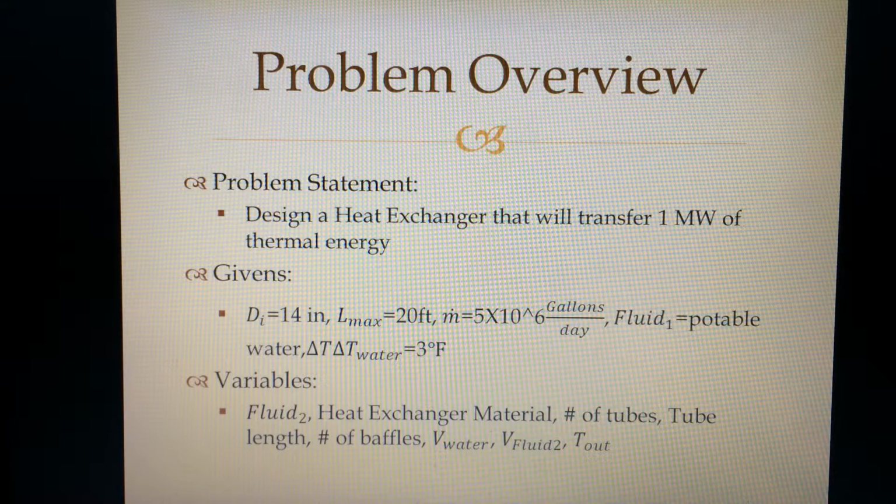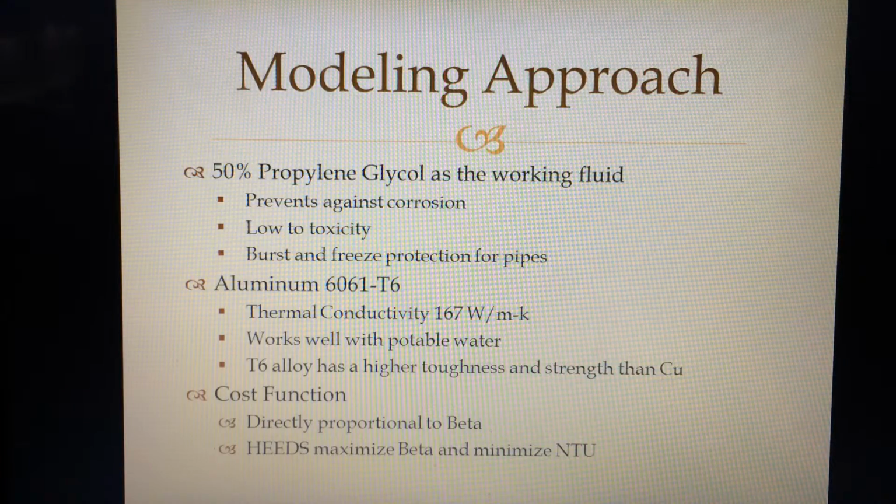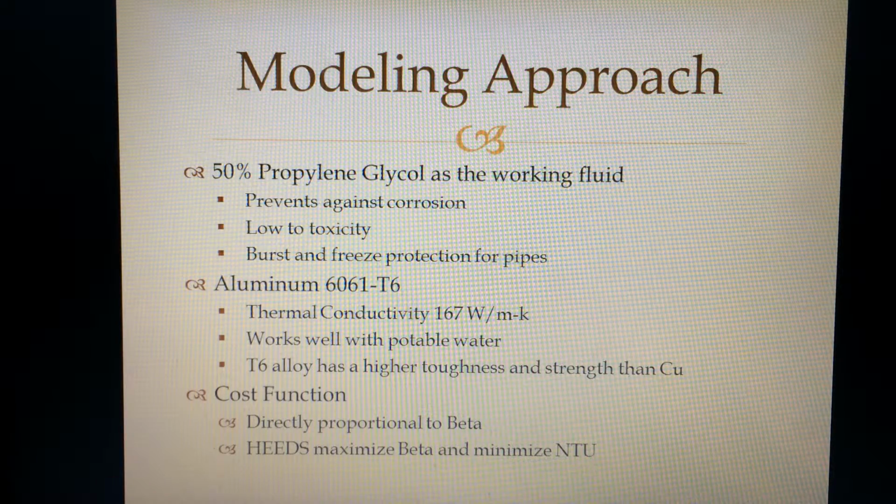In the problem overview, there are variables that had given values, and there are variables in which the values need to be calculated by each team. In the modeling approach, we chose 50% propylene glycol as our working fluid. This was because it prevents against corrosion, has a low toxicity, and protects the tubes against bursting and freezing.